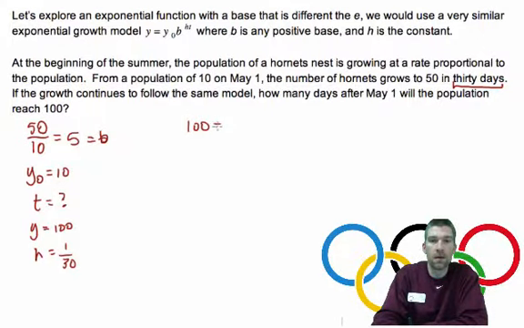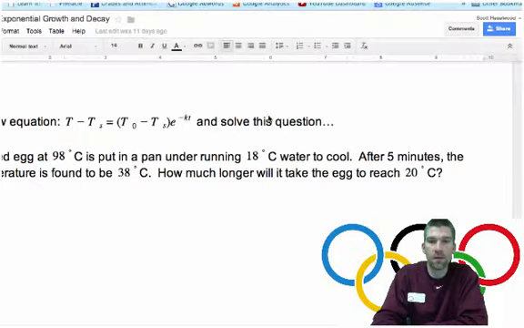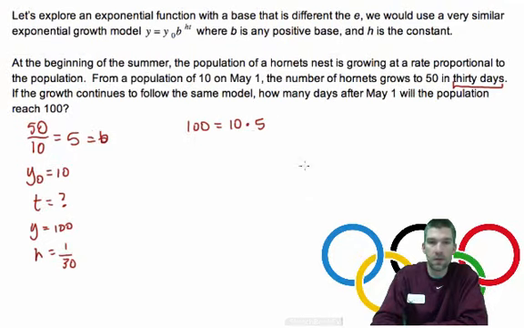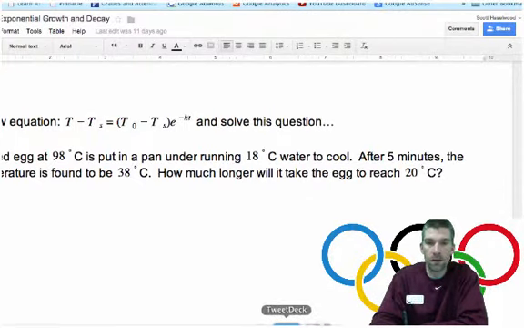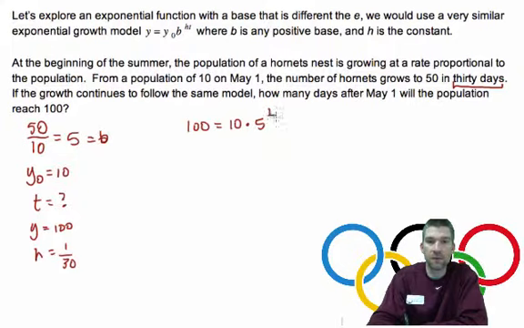100 equals 10 times 5 to the 1/30th times t. All right, t is what we're interested in. So divide both sides by 10. And when you divide both sides by 10, you get 10 equals 5 to the t over 30 power. And the only way to handle this is to natural log both sides.